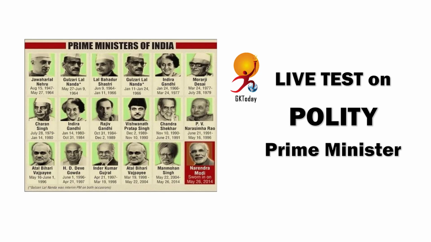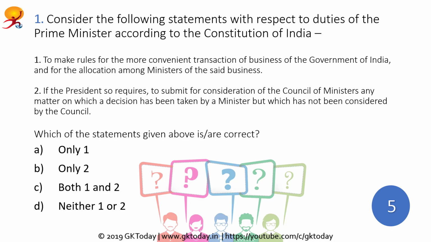Today's lesson is on the Prime Minister. So let us begin. Consider the following statements with respect to duties of the Prime Minister according to the Constitution of India. Number 1. To make rules for the more convenient transaction of business of the Government of India and for the allocation among ministers of the said business. Number 2. If the President so requires, to submit for consideration of the Council of Ministers any matter on which a decision has been taken by a minister but which has not been considered by the Council. So which among the above statements is or are correct? And your time starts now.